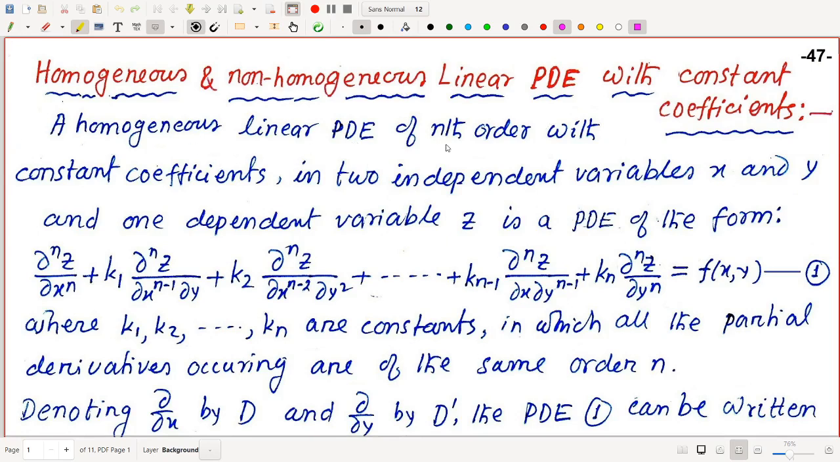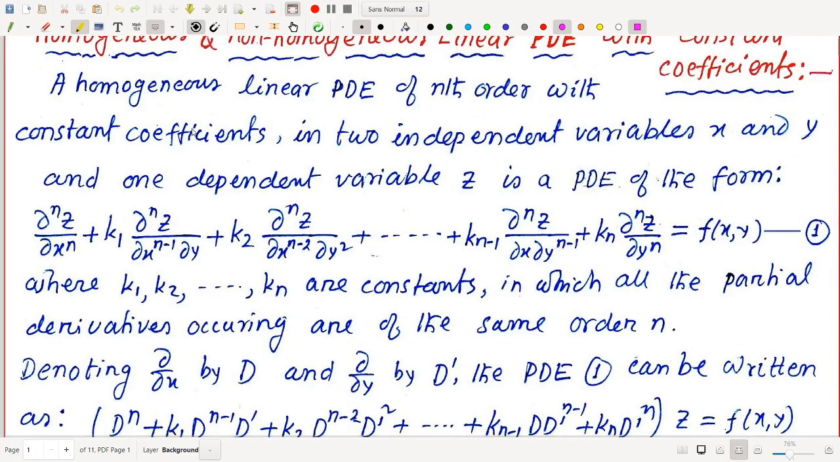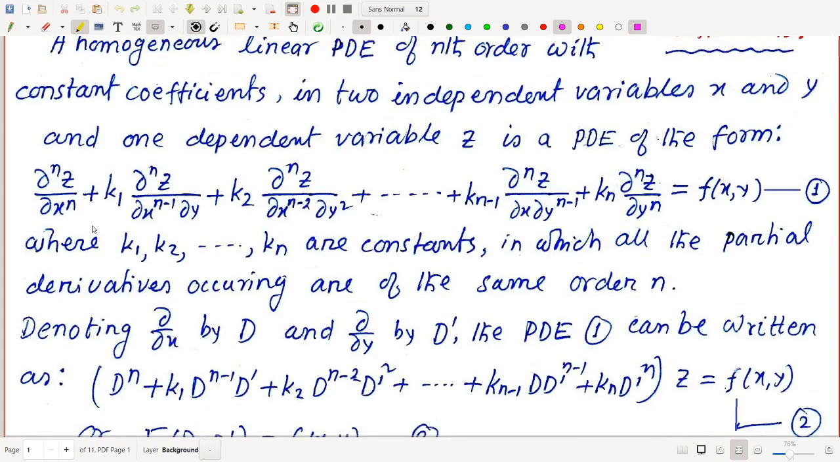A homogeneous linear PDE of nth order with constant coefficients in two independent variables x and y and one dependent variable z is a PDE of this form. What is the form? ∂^n z/∂x^n, that is nth partial derivative of z with respect to x, plus k1 into ∂^n z/∂x^(n-1)∂y, that is nth derivative of z with respect to x n minus 1 times and with respect to y 1 time, plus k2 into ∂^n z/∂x^(n-2)∂y².